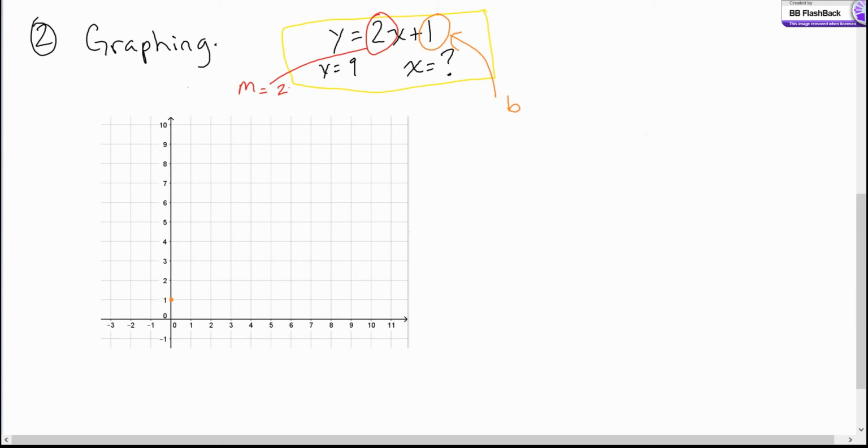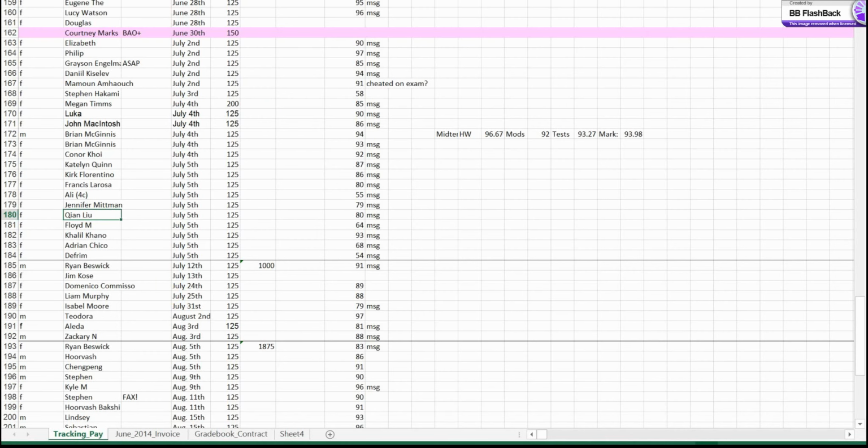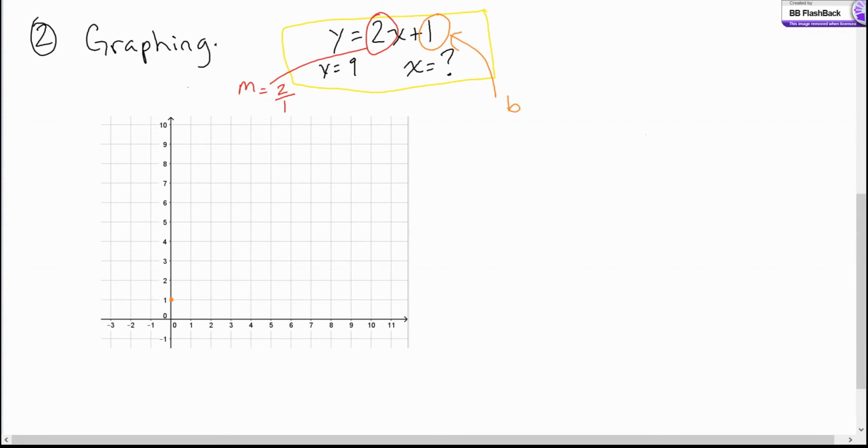Now, it can be a little bit confusing. When we were talking about slope, we were talking about rise over run. We need two numbers. We need the going up and the going over. Well, anything over 1 is still itself. 2 divided by 1 is still 2. So this is our little trick. We just put the number over top of 1. So we need to go up 2 and over 1. Up 2 and over 1.